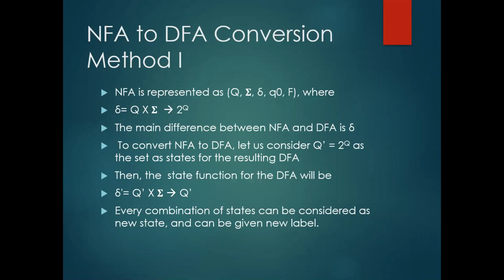So now if you want to convert NFA to DFA, we will consider Q dash is equal to 2 raised to Q, because it will be the set of states for the resulting DFA. The state transition function for the DFA is denoted as delta dash, and it will map Q dash and the input symbol to Q dash, right? So we will see how it can be done.